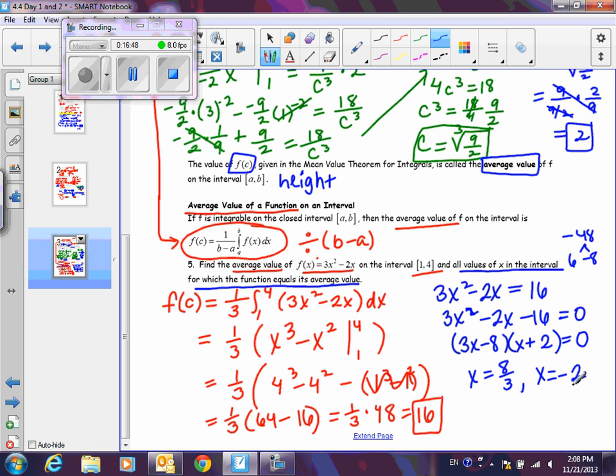Not done, because there's a problem with one of these answers. It's not in the interval. Which one? That's what we call an extraneous solution, a false positive. It's not a big deal if you know that word or not, but you have to cross it off. It's not an answer. We only want answers that are inside of the interval. And this tells us about that perfect rectangle.